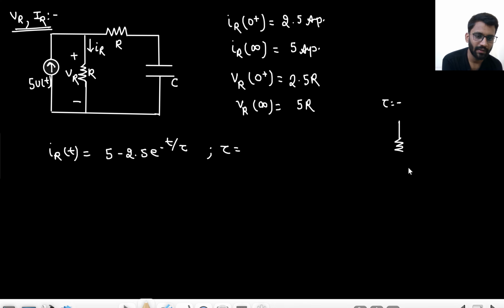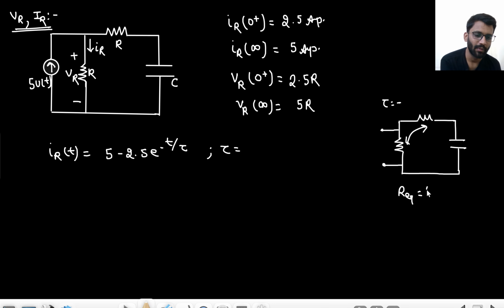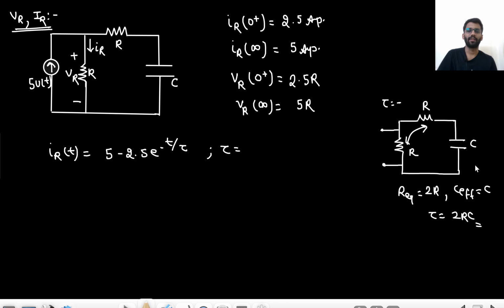Current source will be open circuited. So simply a resistor, another resistor, another capacitor. So this is where we are collecting the output. What is R equivalent? R and R in series, so R equivalent is 2R. What is C effective? Only one capacitor, that is C. So what is time constant? 2RC. Same time constant, exponential response, same time constant. Time constant is 2RC.